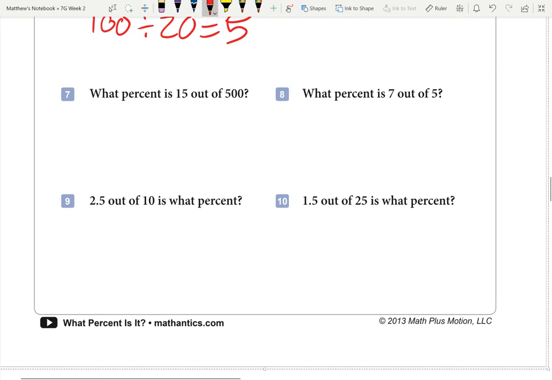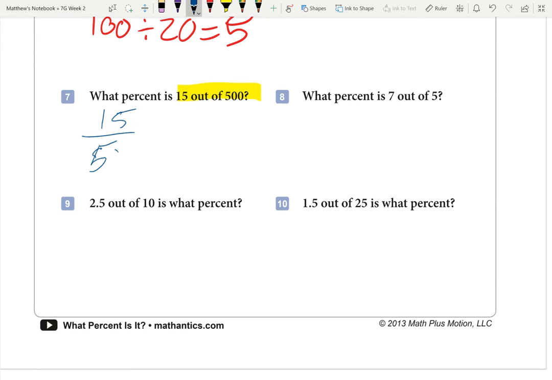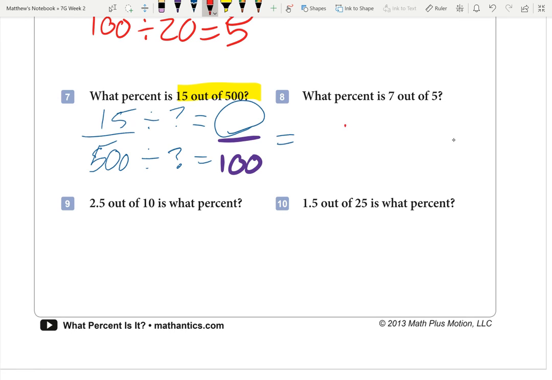Now, some of these may require some division, like what percent is 15 out of 500. So here we have 15 out of 500. Notice we need to divide now to get to a fraction that is over 100. All right. So what would you have to divide by to get to 100? So we'd also need to divide that top number by the same number to figure out our missing percentage. And then again, final step here, write it as a percentage.